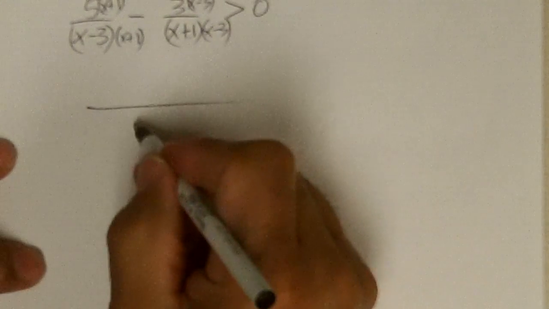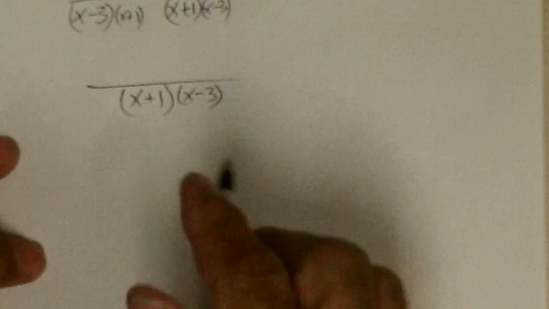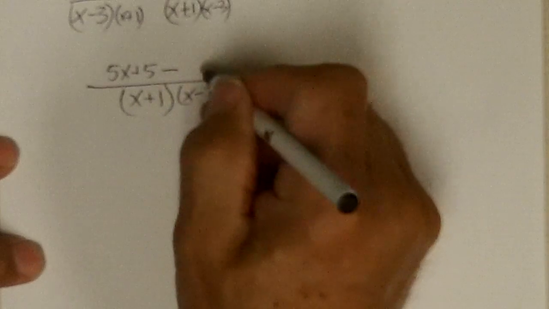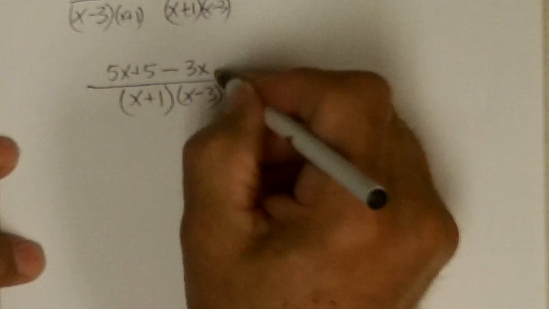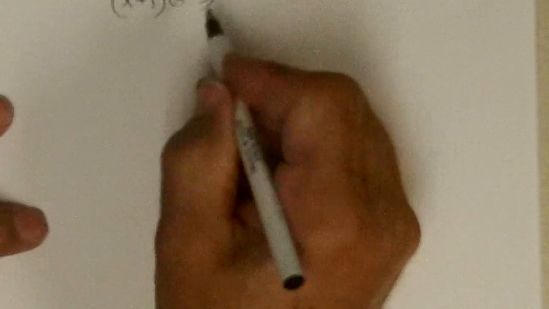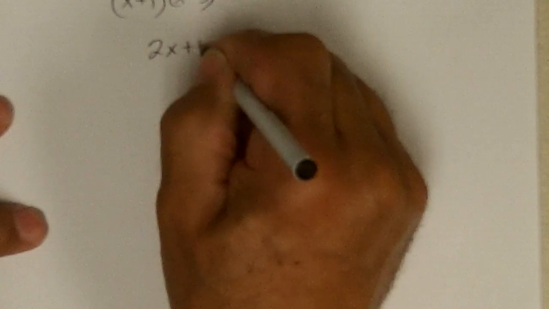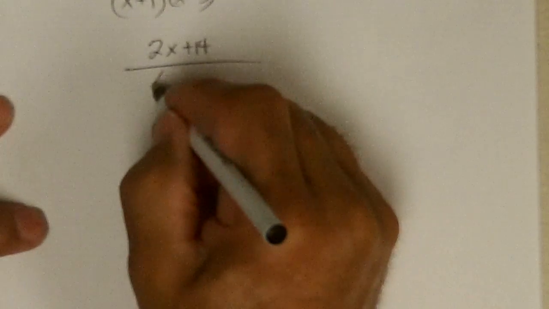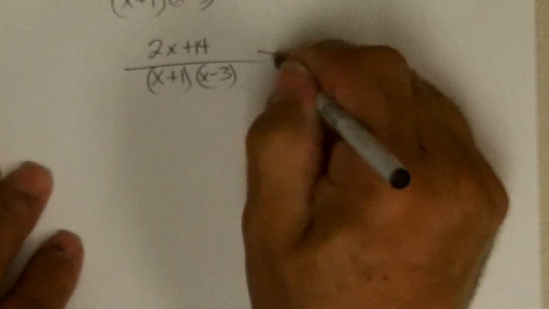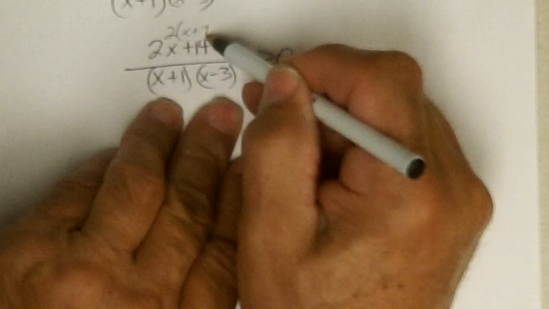So now the common denominator is x plus 1 and x minus 3, and the numerator is 5x plus 5 minus 3x. Minus 3 times the minus 3 is plus 9. So that simplifies to 5x minus 3x is 2x, 5 plus 9 is plus 14, over x plus 1, x minus 3. So this is 2 times x plus 7.